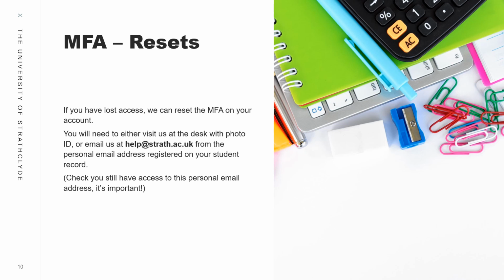Do check that you still have access to that personal email address, especially if you perhaps first applied to the university using a school email address, as it is important as any password resets will also be sent to that address. Once we do an MFA reset, give it a few minutes to be processed and then try logging in again. You should then find that you're asked to set up MFA as if it was the first time.